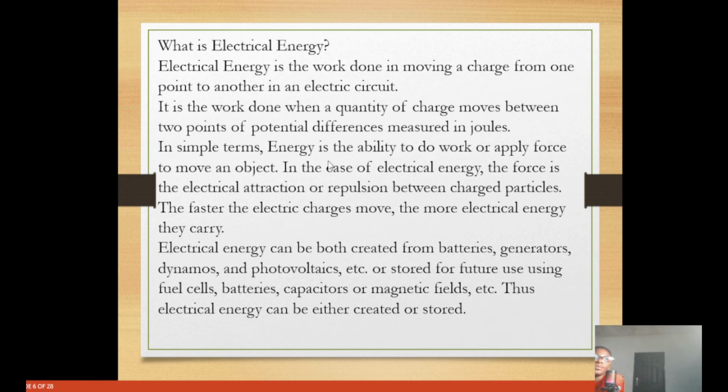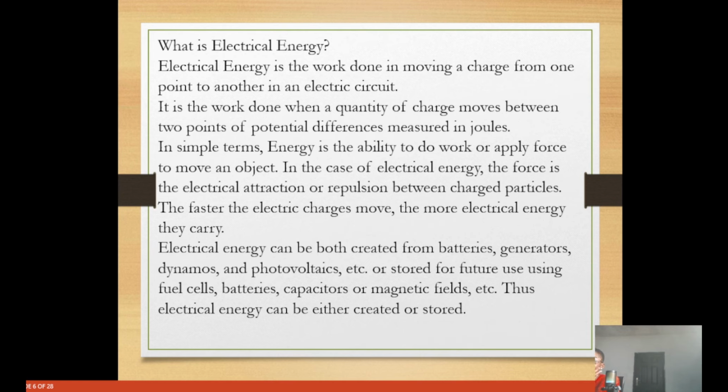In simple terms, energy is the ability to do work or apply force to move an object. In the case of electrical charges, the force is the electrical attraction or repulsion between charged particles. We've talked about positive charges and negative charges. Like charges repel and unlike charges attract. So the faster the electric charges move, the more electrical energy they carry.